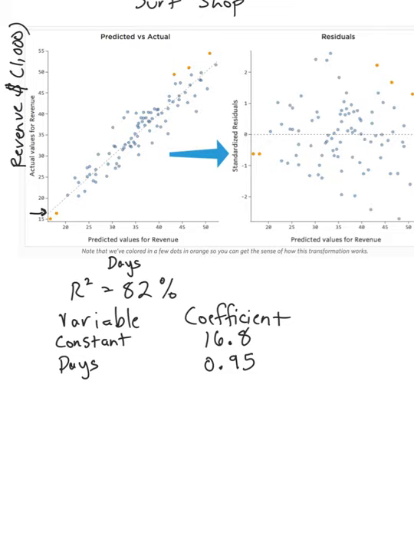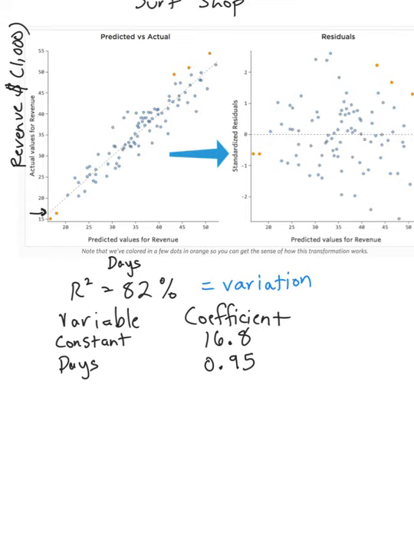Well, first, our R squared, as we always say, is our variation. So here, this is the variation. And we could say that our days account for 82% of the variability or the variation in our revenue. So that is what our R squared would equal.